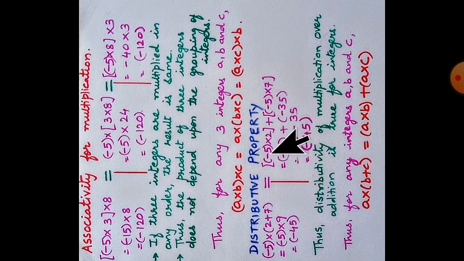Here minus 5 into 2 will be minus 10 and minus 5 into 7 will be minus 35. So minus 10 plus minus 35. Plus minus will become minus. So minus 10 minus 35 will be minus 45. Thus, the distributivity of multiplication over addition is true for integers. Thus, for any integers a, b and c, a into (b plus c) equals a into b plus a into c. A is multiplied by b and c one by one. So, this is the distributive property.